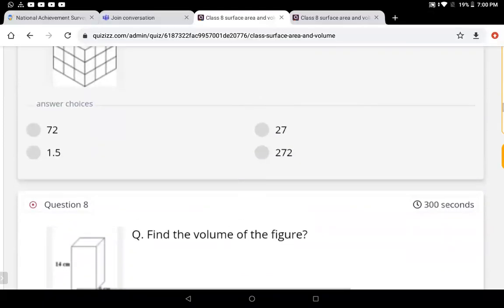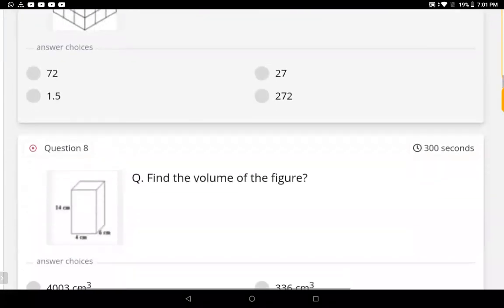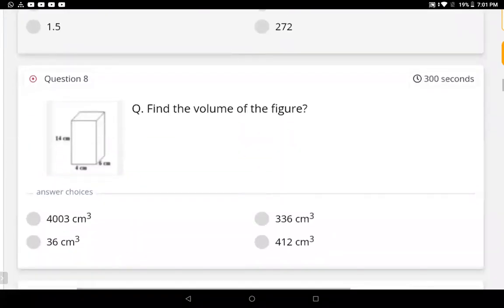I'll send a message in the group too. What is the volume, children? So here the volume is directly, you can say, 3 into 3 into 3. 3 cube is 27. Next one, find the volume of the figure.